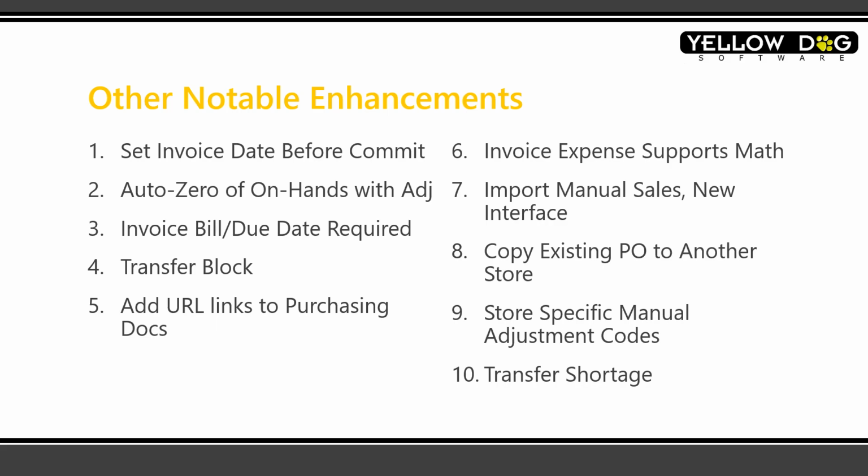The invoice expenses now support math, so you're able to do 6 plus 6 and it'll automatically fill in 12. In the manual sales, you can now import sales. You can also use the new interface. It's a great way to enter in transactions outside of your point of sale system. You can also copy an existing PO and create it for another store. There are store-specific manual adjustment codes, so you can prevent certain stores from using certain codes. And there's also a transfer shortage tracking and accounting posting, where if you issue product and the receiving area does not receive the full amount, it can be booked to a shortage account.